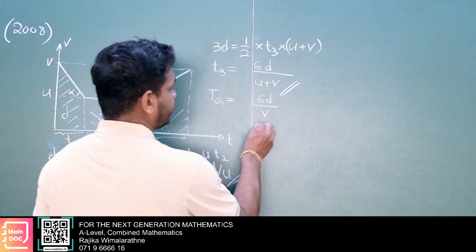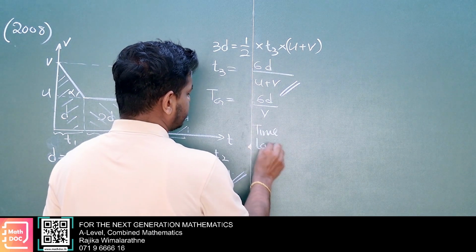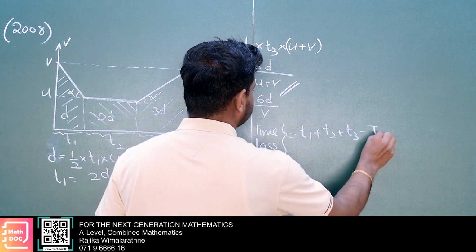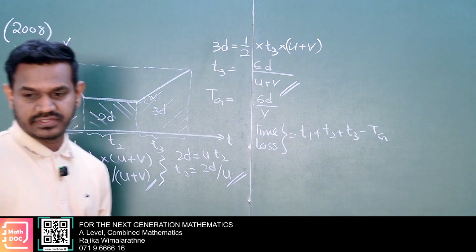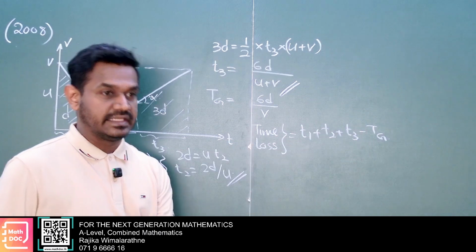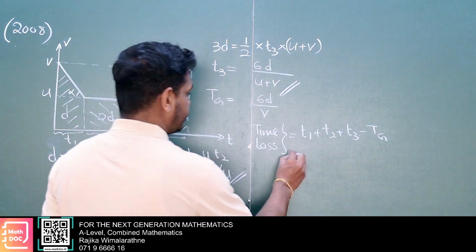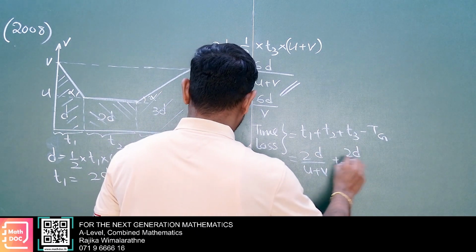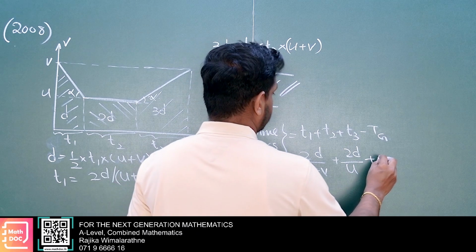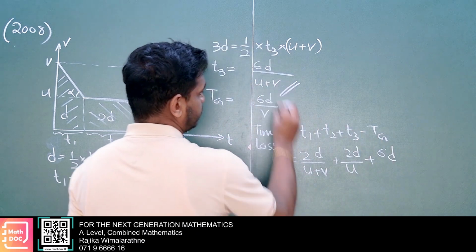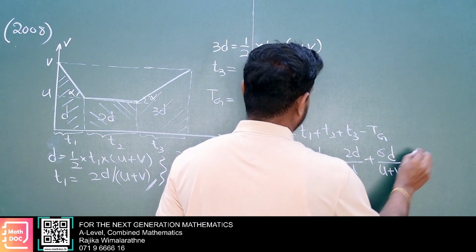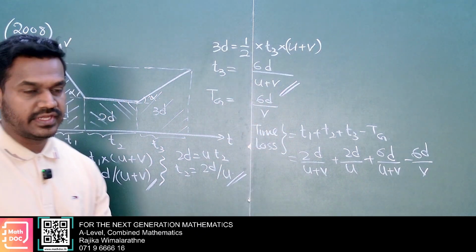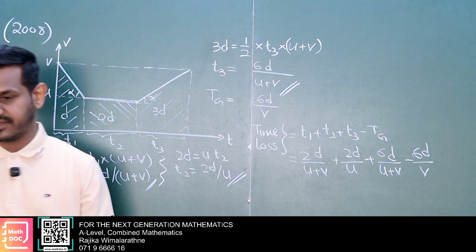Now here the time loss is t1 plus t2 plus t3 minus tg. That is our time loss. t1, t2, t3 minus tg. Then 2d over u plus v, 2d over u, 6d over u plus v, minus 6d over v. Now when you simplify this, definitely you get the answer.